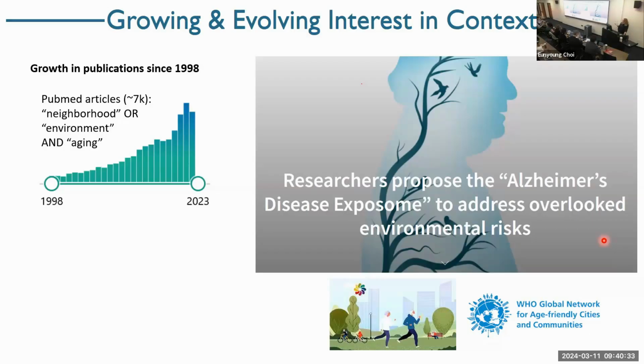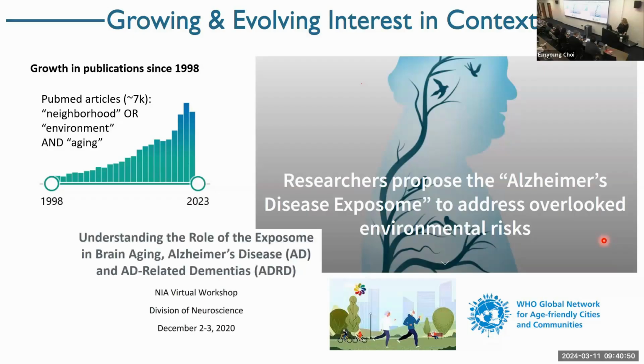And now there has been a shift to understanding that it may not be genetic risks that are really conferring a lot of this population variability in health outcomes, but social, environmental exposures, or what is being referred to now as the exposome, which is this combination of how environment throughout the life course interacts with biology to produce health outcomes. So not too long ago, NIA held a workshop on understanding the role of exposome in brain aging, Alzheimer's disease, and related dementias. And then that exposome funding announcement came out shortly thereafter.